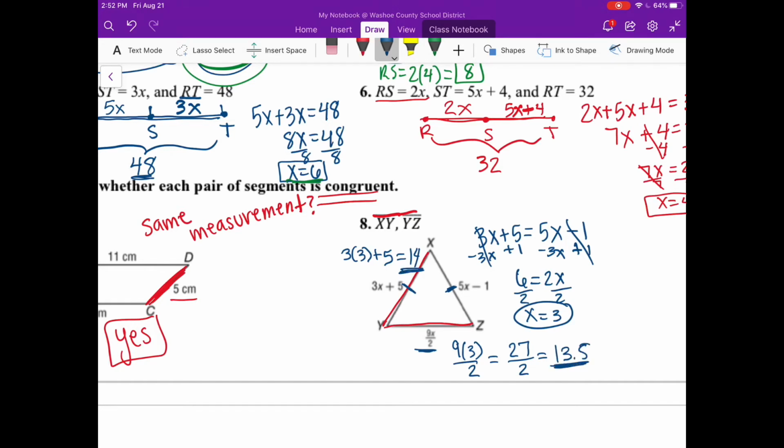14 and 13.5, these would be the measurements of these segments once I substitute in the x value. Therefore, they are not the same. They are not congruent after I solved for x. So this one, like I said, is a little bit more work, but once you go through and figure out x, you can go back and substitute and determine if these two measurements are congruent.